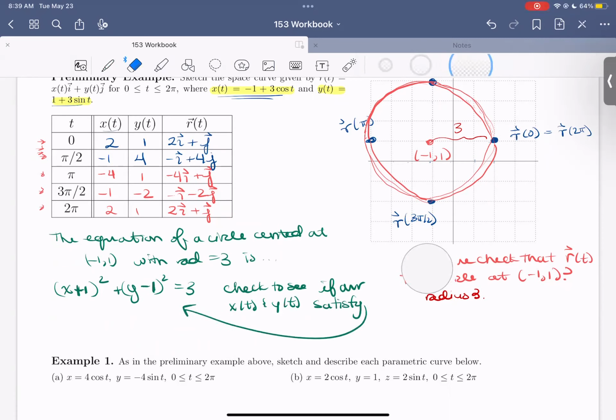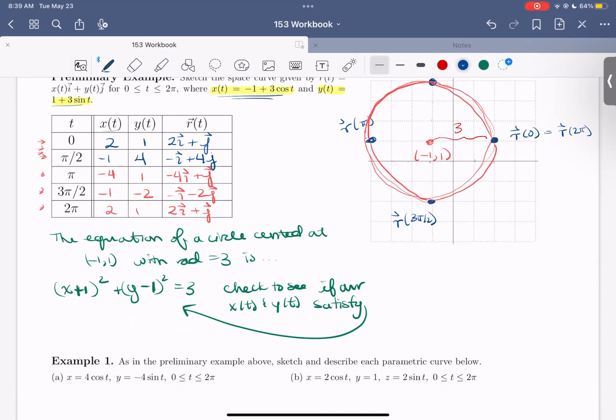All right, so let's do that. So that means we need to just plug in those two maps. So I'm going to write x of t, which is -1 plus 3 cosine of t, plus 1 squared, plus y minus 1. So we have 1 plus 3 sine of t minus 1 squared. I want to check, does that equal 9, or 3 squared?